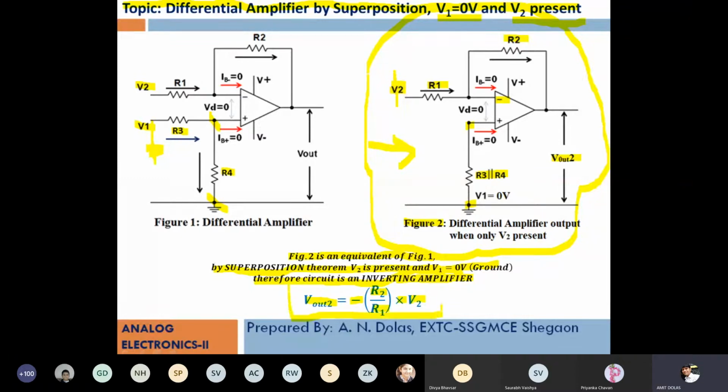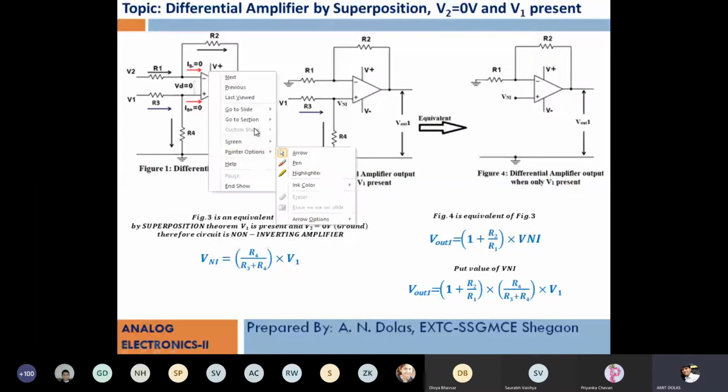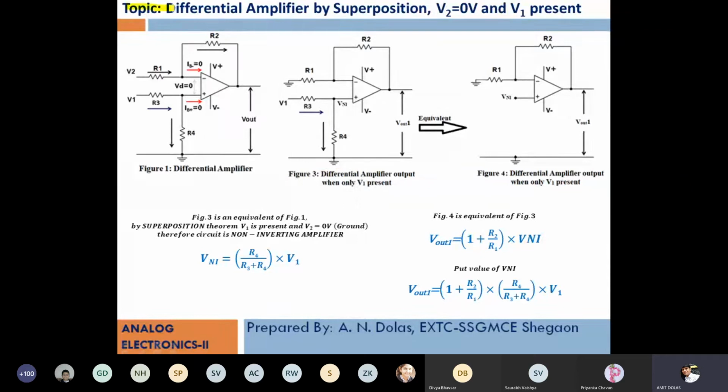Here, what is done? The analysis of the differential amplifier with another source. The topic is differential amplifier by superposition theorem when V2 is grounded and V1 is present. We are considering the second case. Now V2 is ground, so you can see here I have used the equivalent. Here is the first figure, the original figure, where V2 I made ground, and V1 is present. So its equivalent has V1 present, then R3 and R4 are connected as they are.